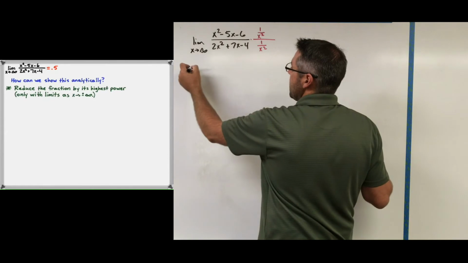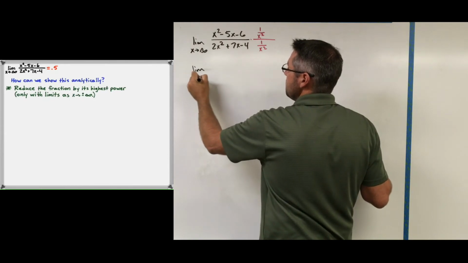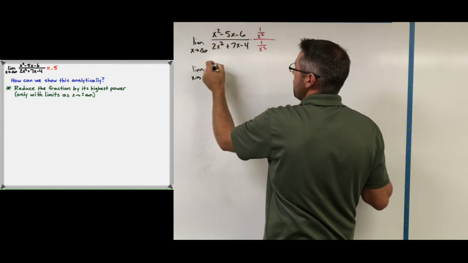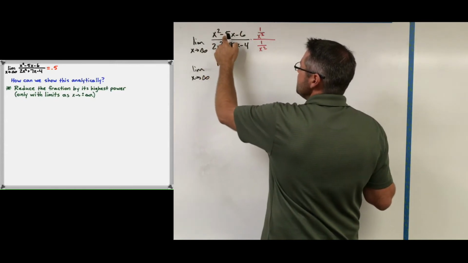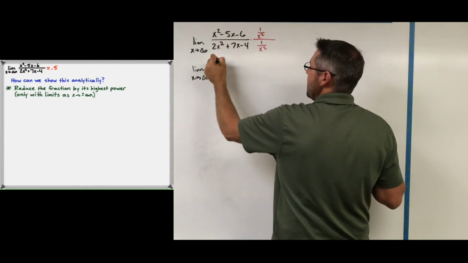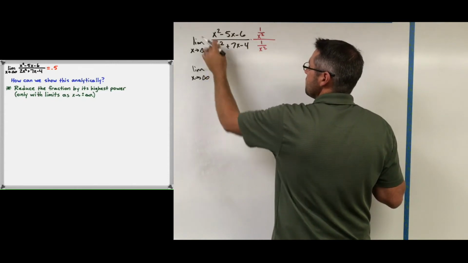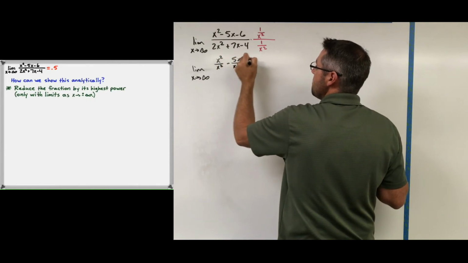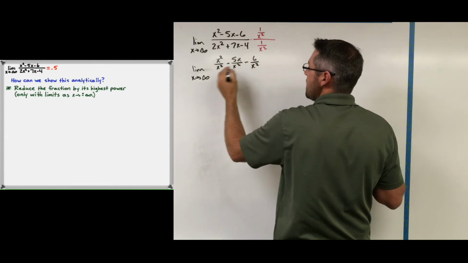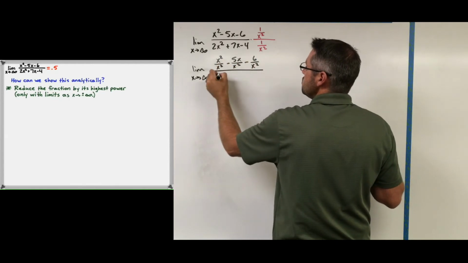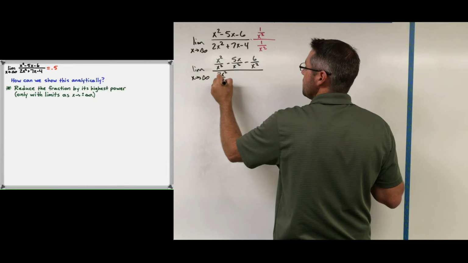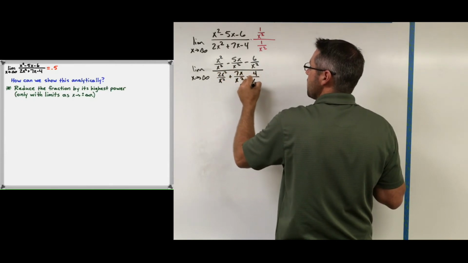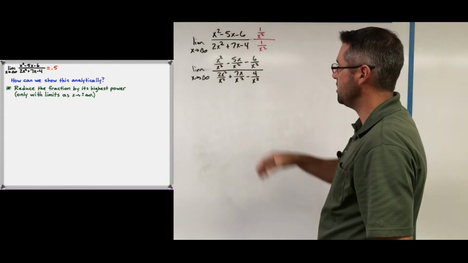So when I multiply by x squared, I get the limit as x approaches infinity. I've got to distribute this in. So what's x squared times 1 over x squared? Well, that's 1. What is negative 5x? Let me go ahead and write this out. It would be x squared over x squared for the first one. The next one would be minus 5x over x squared. The next one would be minus 6 over x squared. So that's the top. And the bottom would be 2x squared over x squared plus 7x over x squared minus 4 over x squared. Okay, so we have this expression now.